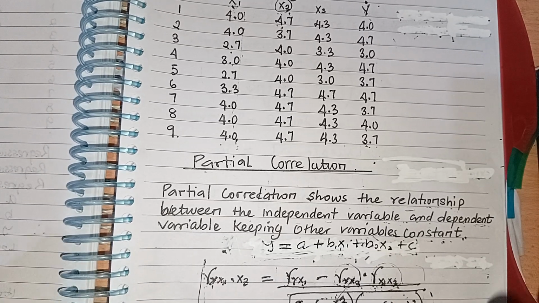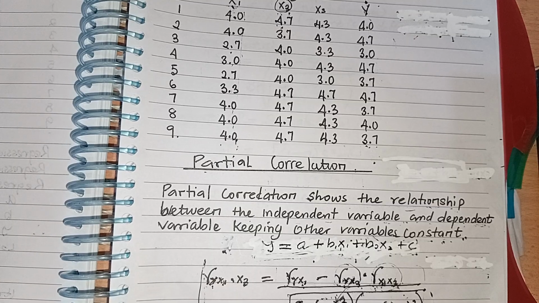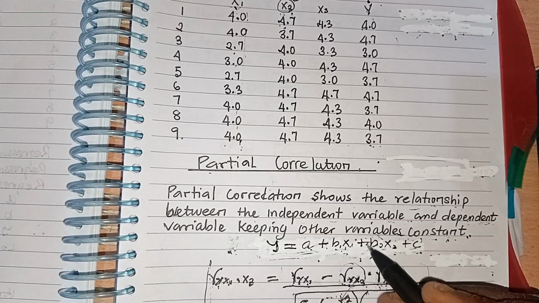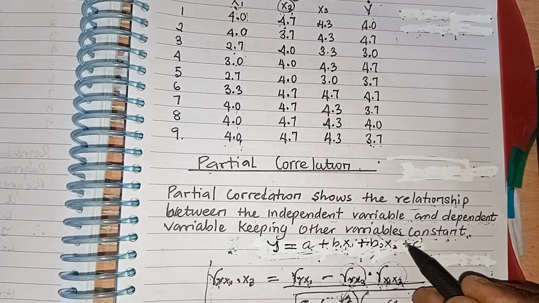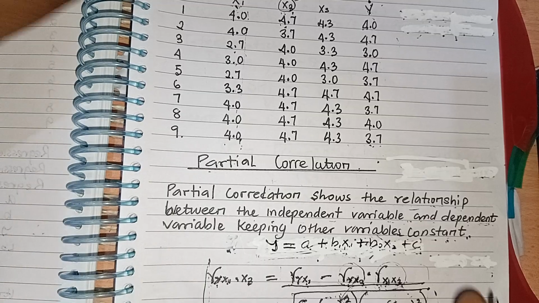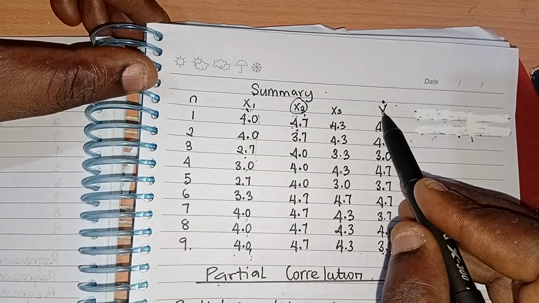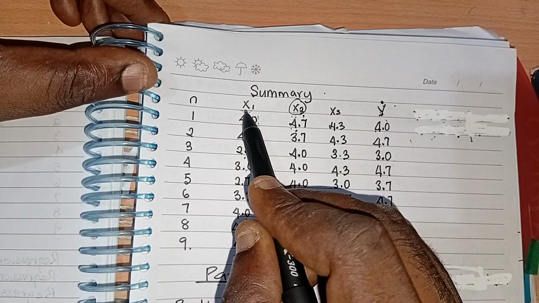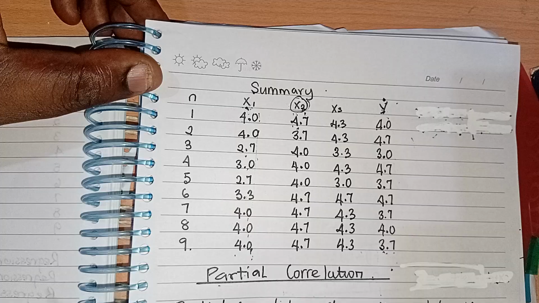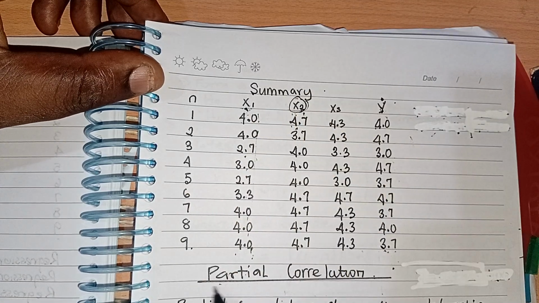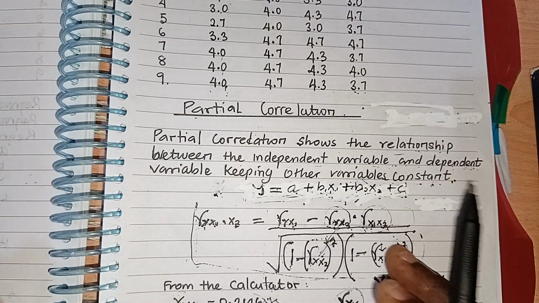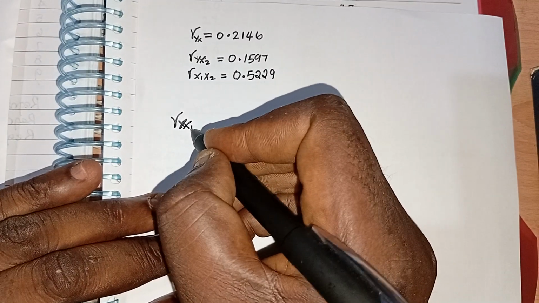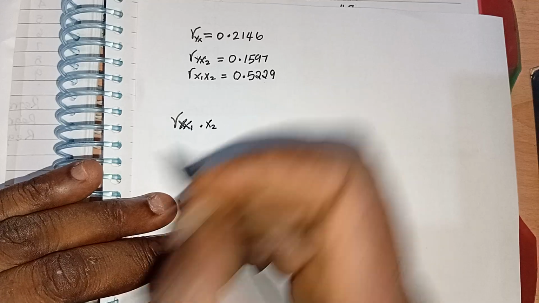All right, class. So what it means is this. When you have a regression line, y = a + b1x1 + b2x2 + c. Now, partial correlation says we should correlate, that is, find the relationship between y and x1, keeping x2 constant. In order to find partial correlation, we make use of this model. So you have y x1 keeping x2 constant, okay?